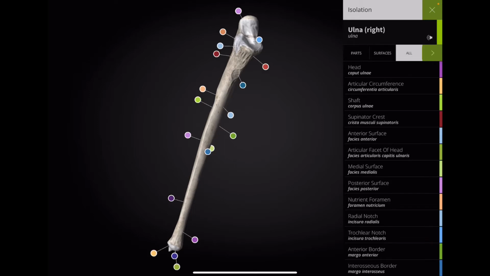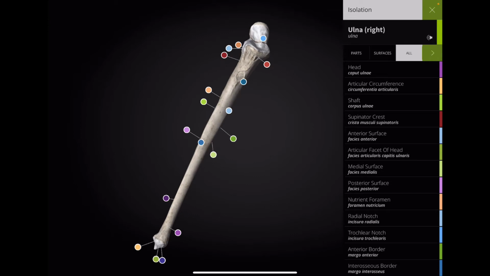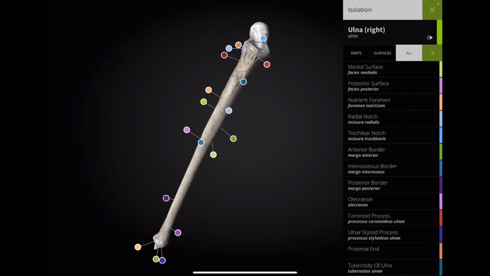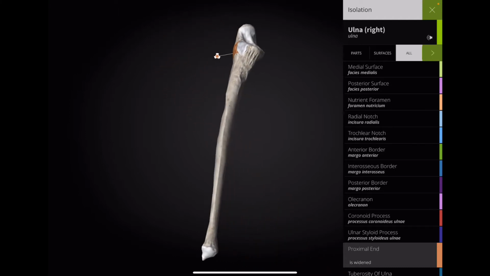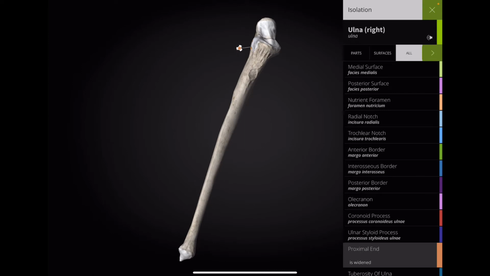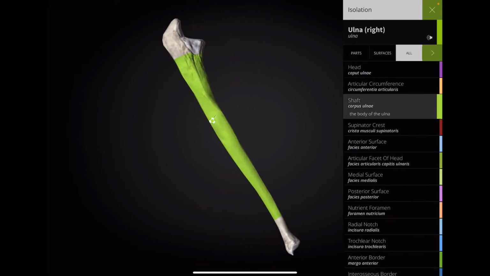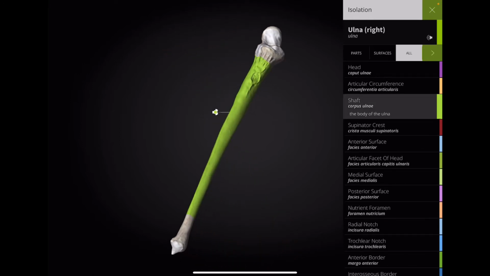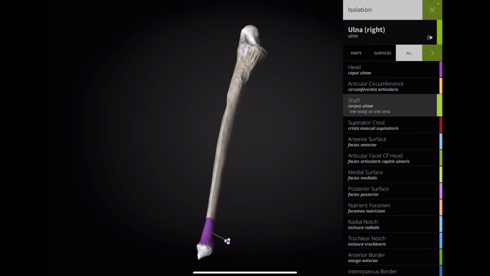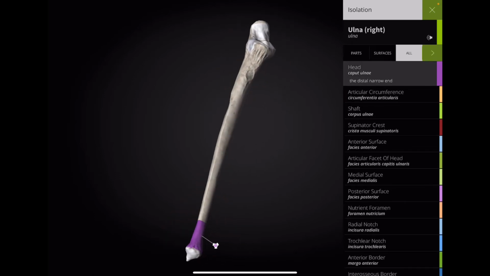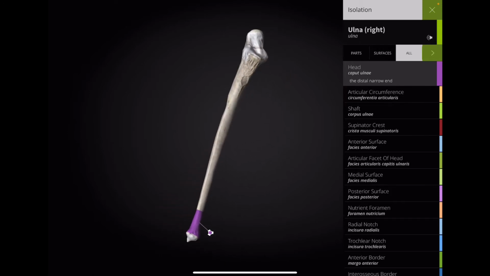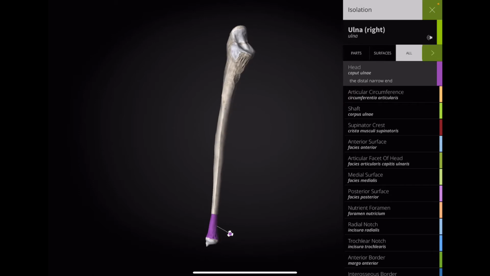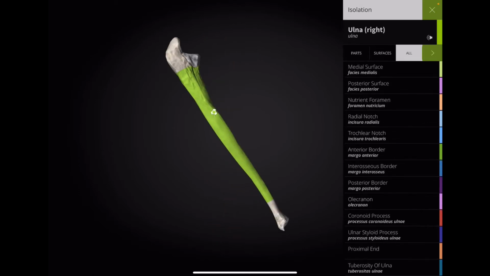Now let's get into the major structures of the ulna. So we'll start with the proximal end. As you know, each bone has some major parts to it, and this would be the proximal end for the ulna. You would also get the shaft, which is this entire green area, and then you would also get the head. So going back to the three major parts of the ulna, those are the head, the shaft, and the proximal end.